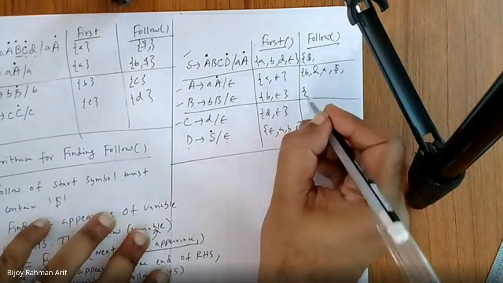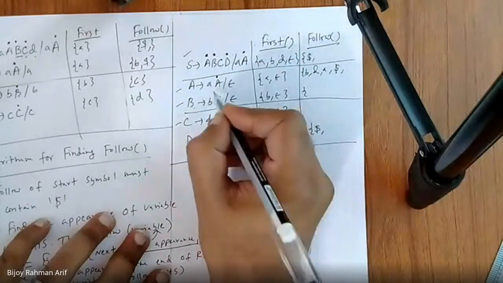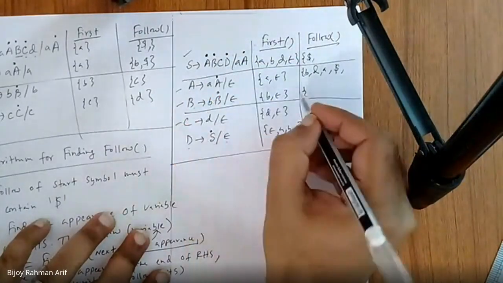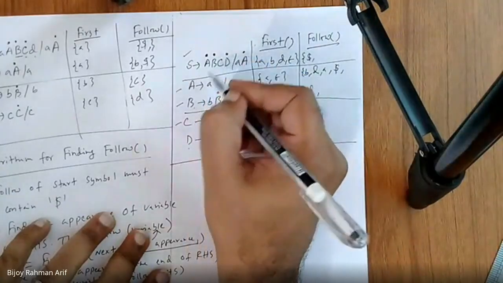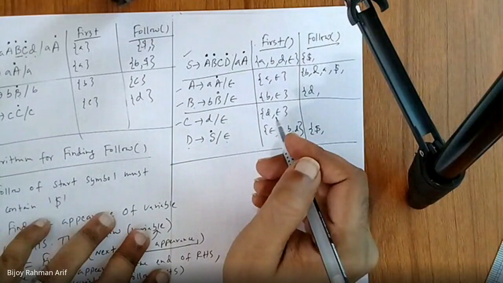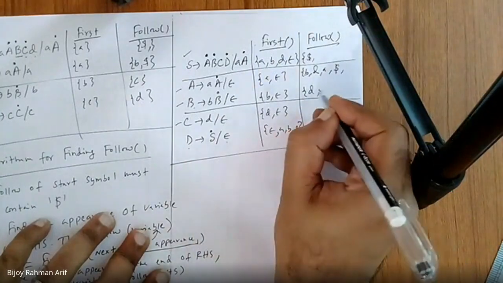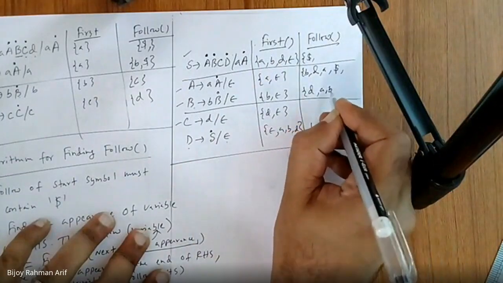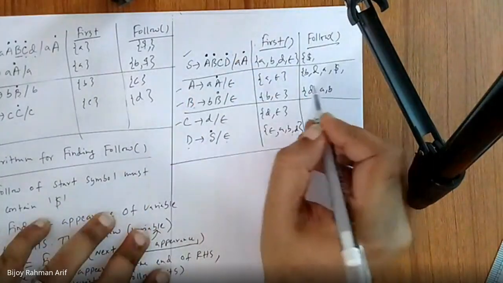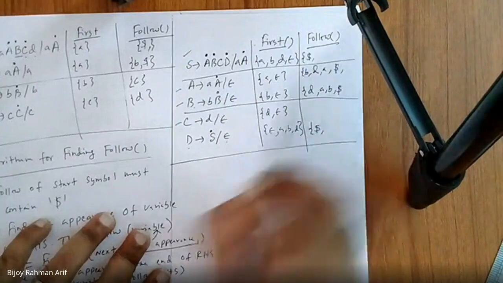B appears where? B appears here and here. So what is for this one? Rule number 2. First of C. First of C is nothing but D. Put epsilon, this one is crossed out. So D is exposed. So what is first of D? First of D is nothing but A, B, D. And if you put epsilon, okay, fine. D appears at the end. So follow of S, which is nothing but dollar.